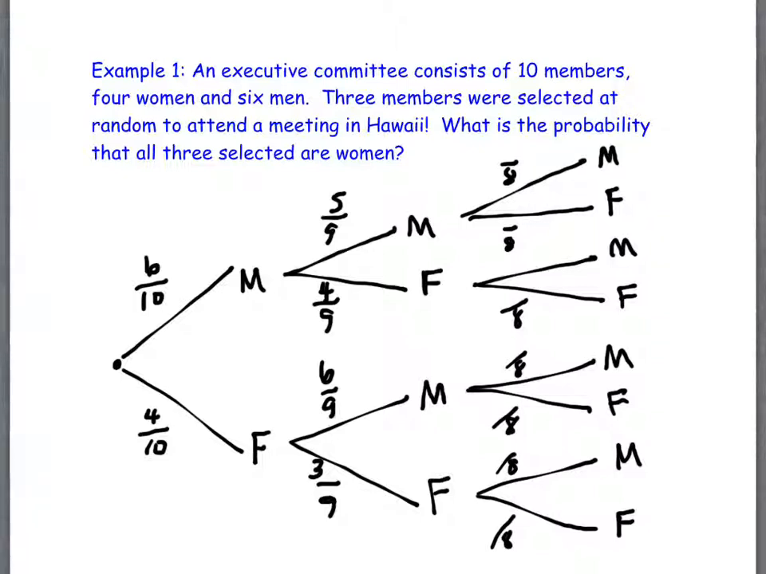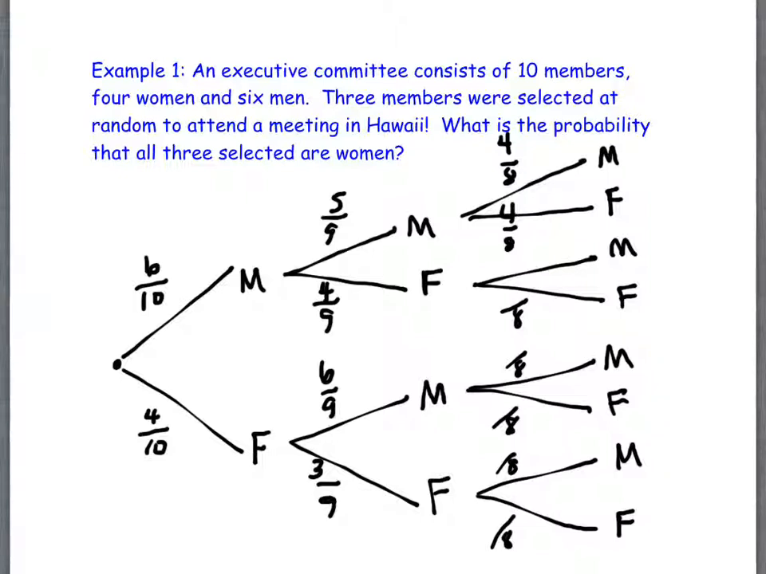So let's do the very top branch. The very top branch says I drew a male and I drew another male, so how many males are in the basket? 4. How many females are in the basket? 4. There's still 4 in there. None of them got drawn if we're along the top branch.